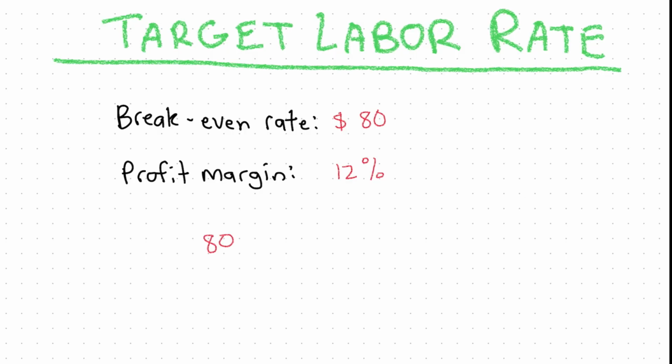All right, step number 2 is to calculate your target labor rate by adding your desired profit margin to it. A good range to shoot for is about 10 to 15%, with 10 being average, 15 being good. So let's aim for 12% on this job. All right, so we'll take our $80 break-even rate, multiply it by 1.12 for our profit margin, and we get 89.6. We'll round it up to $90. So this is your target labor rate.